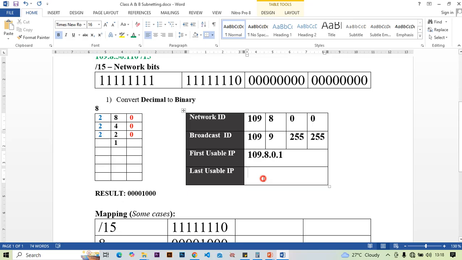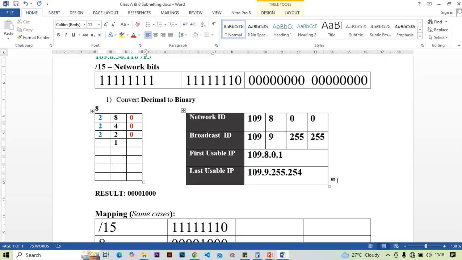And then our last usable IP address will basically be 109.9, because that's the value we got, .255.254. Remember, this is the broadcast IP, and so our last usable IP must be one IP address less than the broadcast IP, which means this is our answer in that kind of case. So I hope something has gotten into your heads. Let's try the second example.